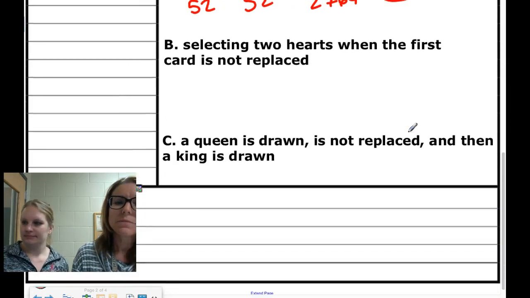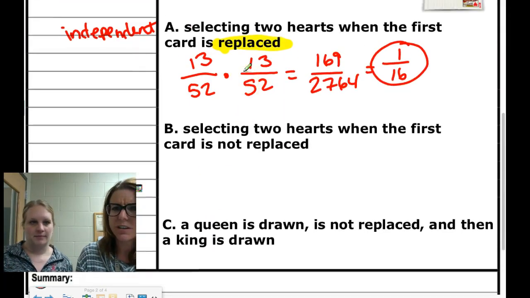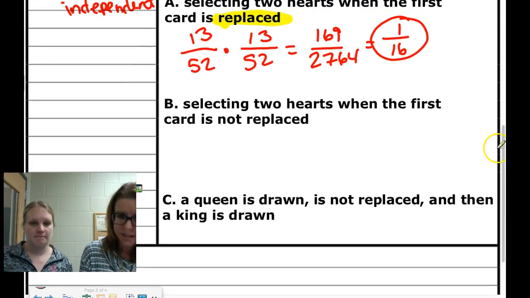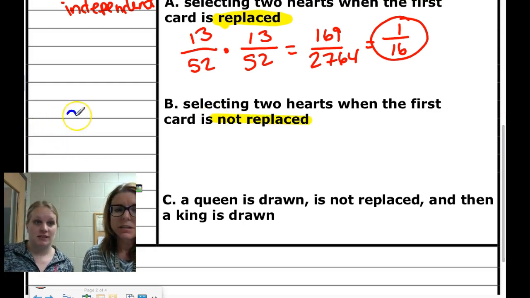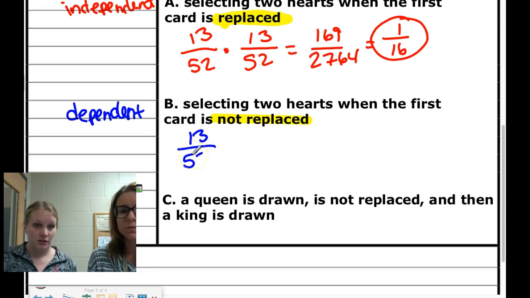Part B, the probability of selecting 2 hearts. So again, up here, I think we did hearts, so we'll have 2 fractions we're multiplying. Selecting 2 hearts when the first card is not replaced. Not replaced this time. That's going to be dependent. It depends on what we take out, so we don't put it back in. So at the beginning, we have 13 hearts out of a total of 52.